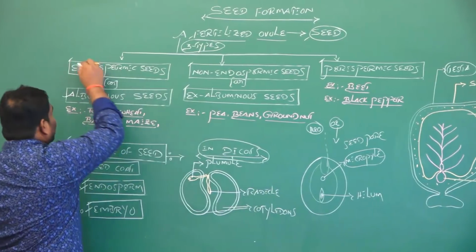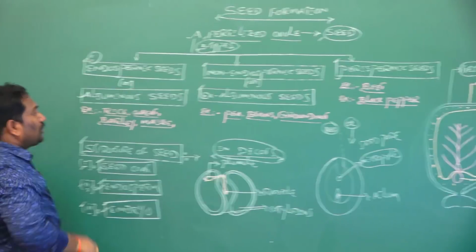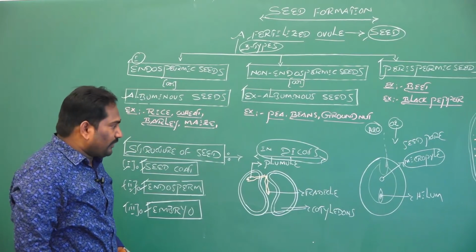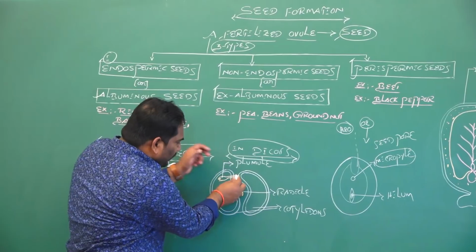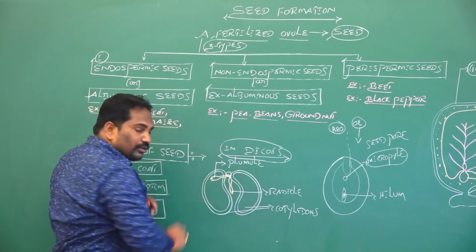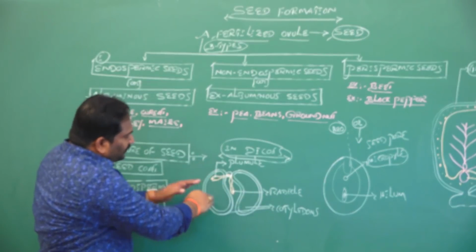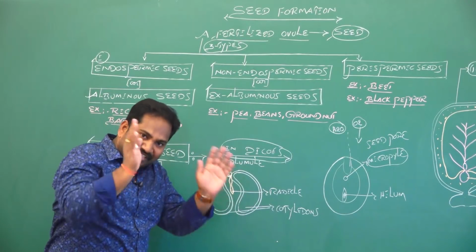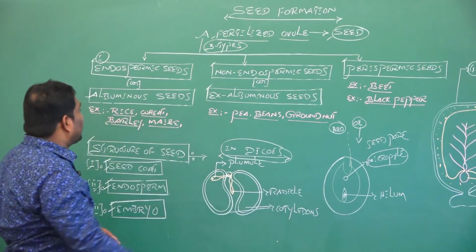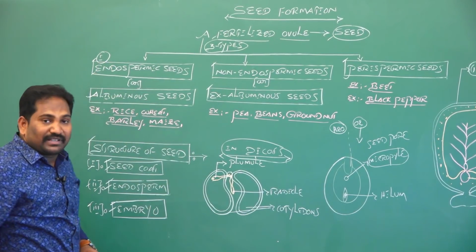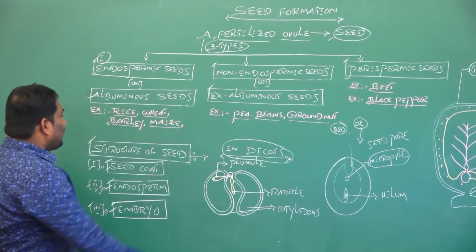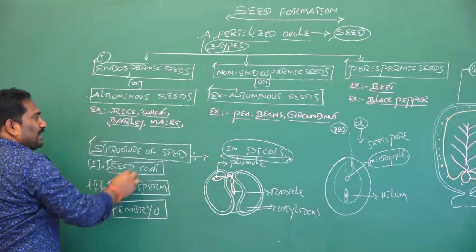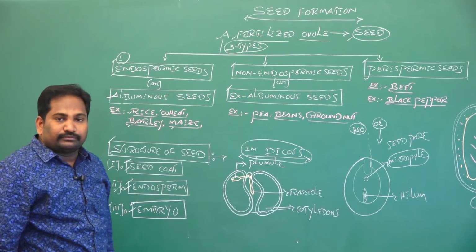Let's discuss the first type of seed, endospermic seeds, also called albuminous seeds. Even after maturation of the embryo in a seed, the endosperm is still present. Such seeds are called endospermic seeds or albuminous seeds. Examples are rice seed, wheat seed, barley seed and maize seed.